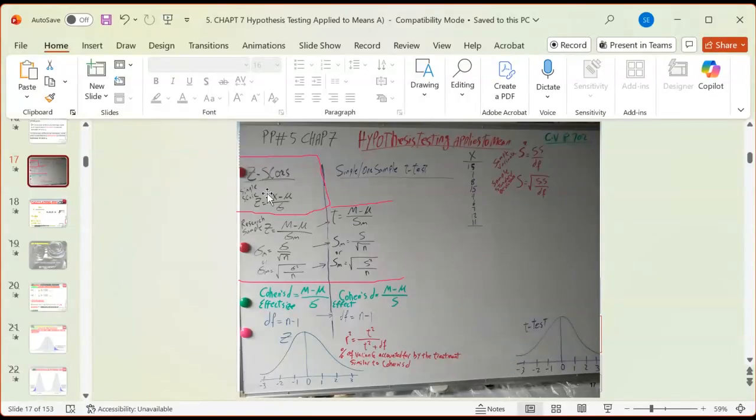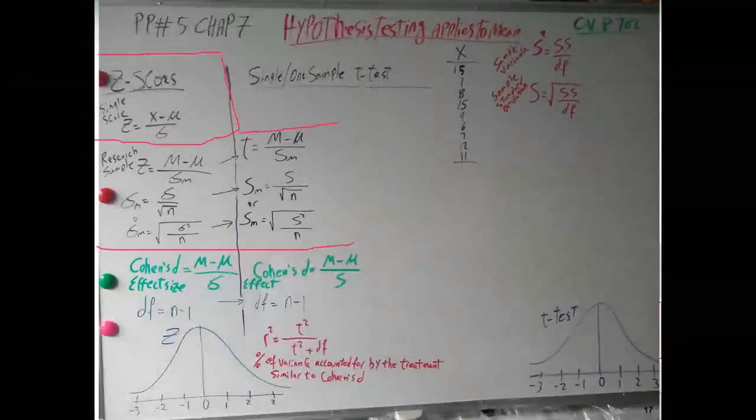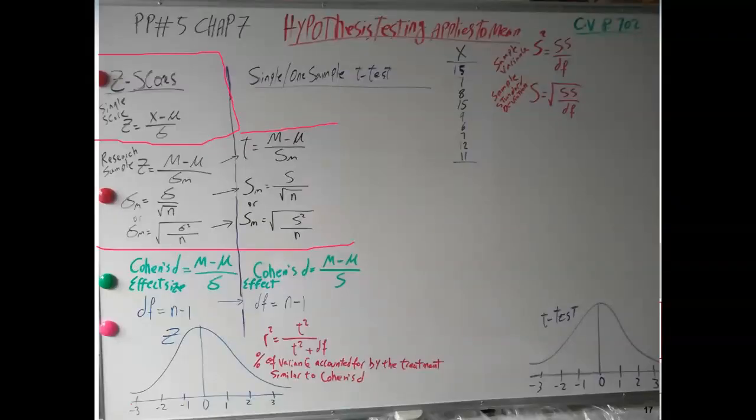R squared, let me make this larger. So R squared is T squared over T squared plus df. So you need to calculate the T, that calculated T, not the critical value for the T on page 702. As you can see on top right of the screen, in green it says CV, critical values, page 702 for the T.